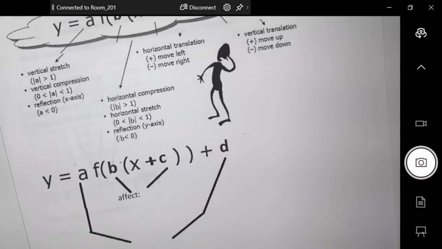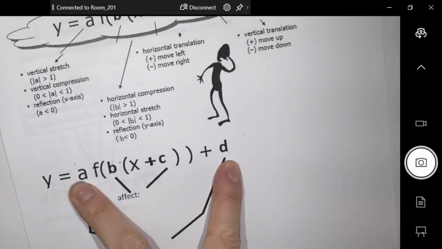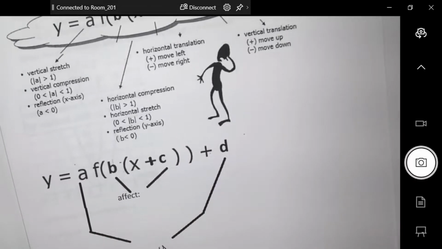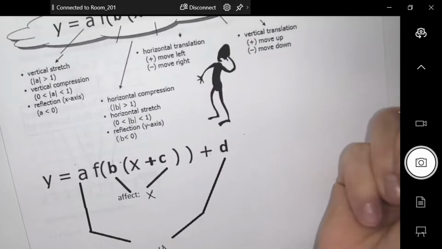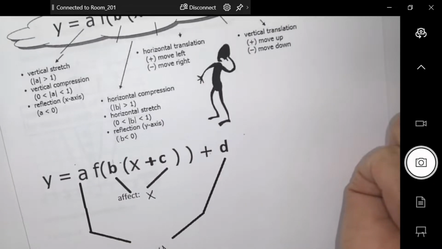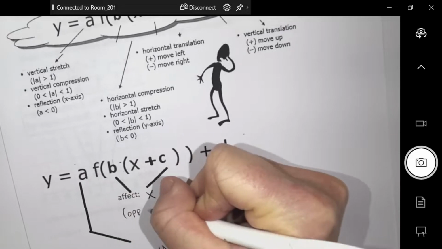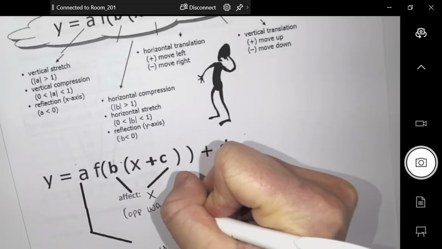Okay, A and D affect the y. An A and a D would change your y's on a graph. And the B's and the C's will do stuff to the x. And when it affects the x, it will do it in the opposite way.